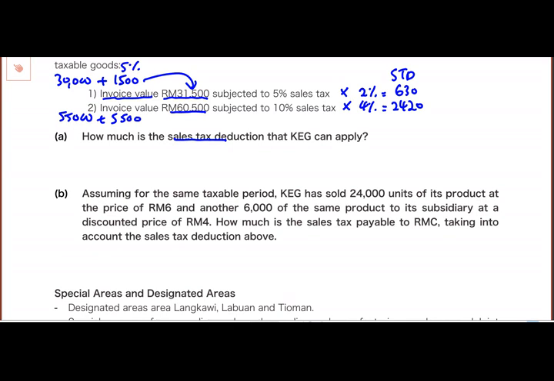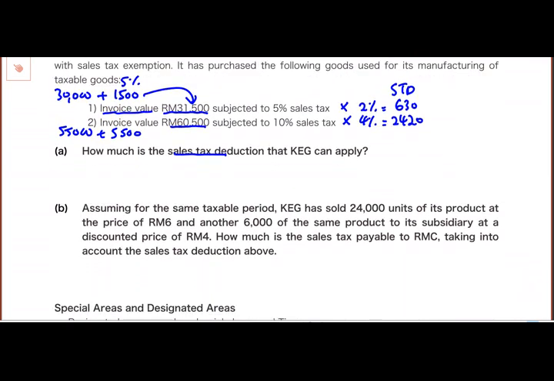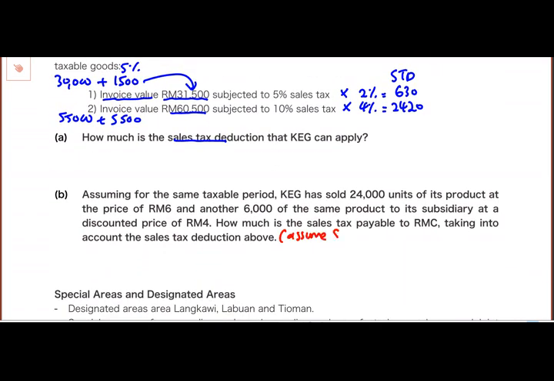Now, assuming for the same taxable period, KEG has sold 24,000 units of the product at 6 ringgit and 6,000 of the same product to the subsidiary at 4 ringgit. How much is the sales tax payable to RMC, taking into account the sales tax deduction above? First you must calculate your sales tax. I didn't put a rate there, so let's just assume that the sales tax rate is 10%. That's the normal rate that we apply.